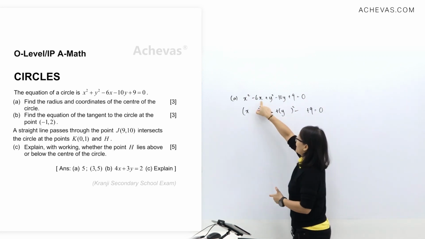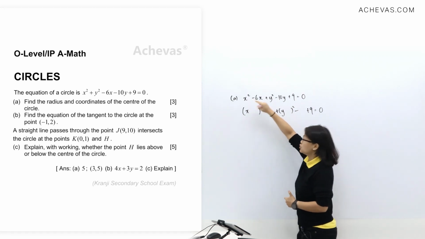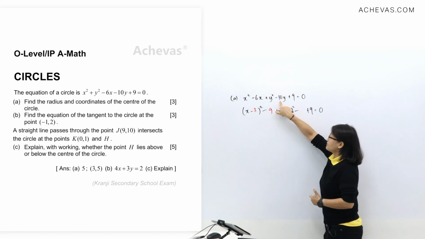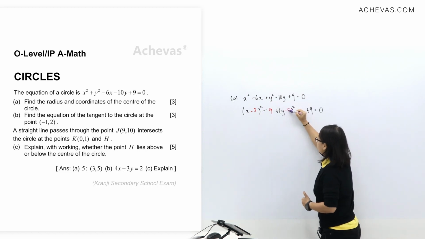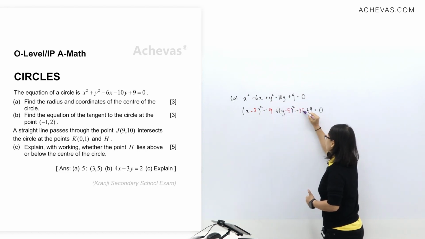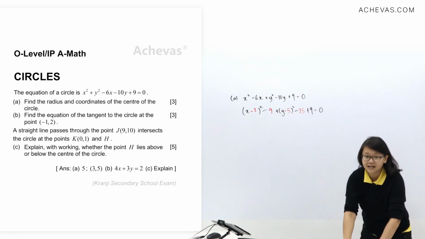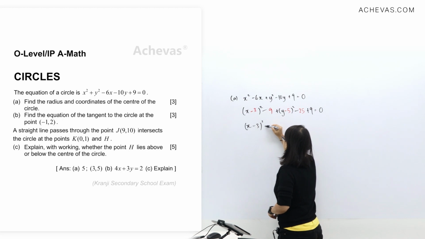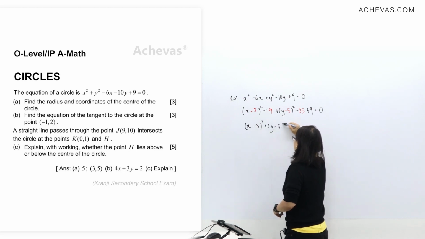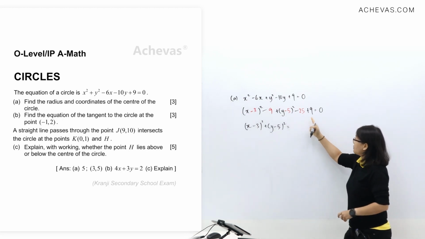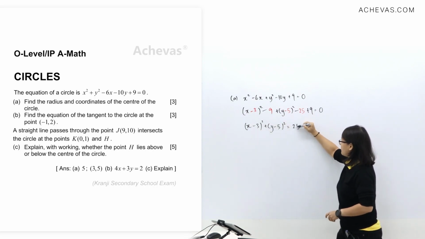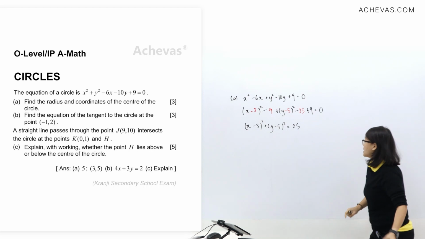I'm going to take coefficient x, which is negative 6 divided by 2. That's negative 3. Squaring it, that's a 9. Negative 10 divided by 2, negative 5. Squaring it will be 25. Okay, now let's arrange the bracket together. And we're going to move the constant to the right. But you can see that 9 minus 9 is cancelled out. So we're left with 25 on the right hand side.